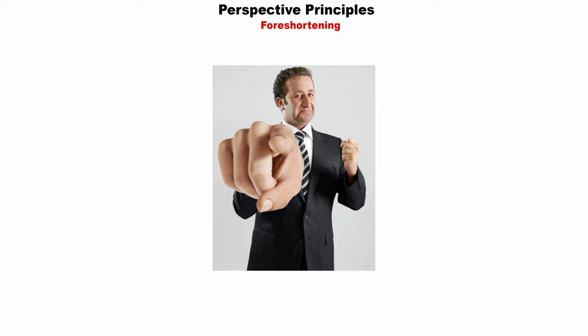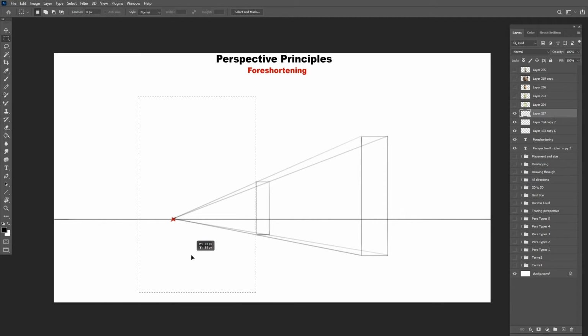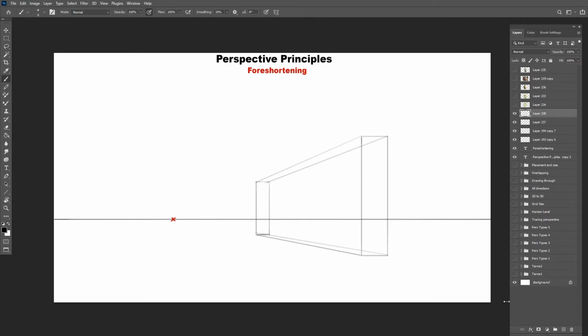Objects in perspective exist in a 3D space. And as we discussed in the previous two principles, the overlapping and size versus placement, they cause objects in the foreground to appear larger than those in the background. So foreshortening essentially combines these two principles together. It describes how the object appears shorter in length and larger in size when viewed from a certain angle.